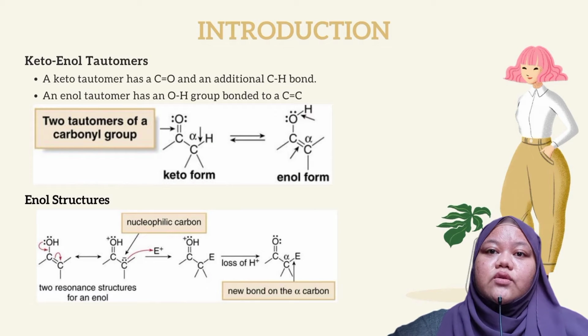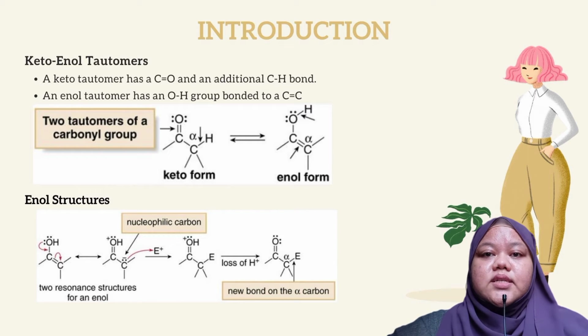Firstly, the keto-enol tautomers. A keto tautomer has a C=O and an additional C-H bond, while an enol tautomer has an OH group bonded to a C=C. This is the keto and enol form.